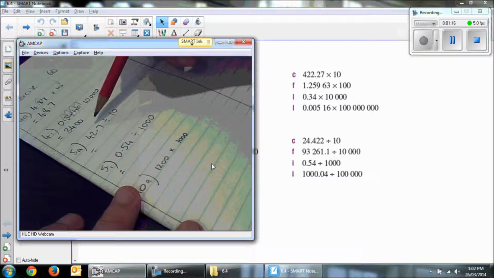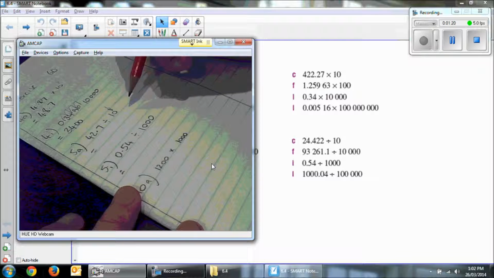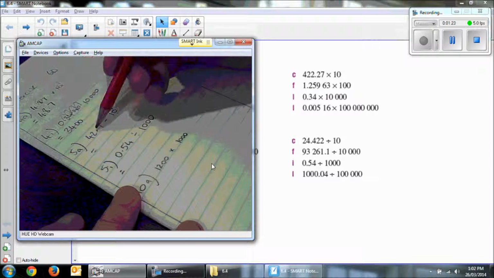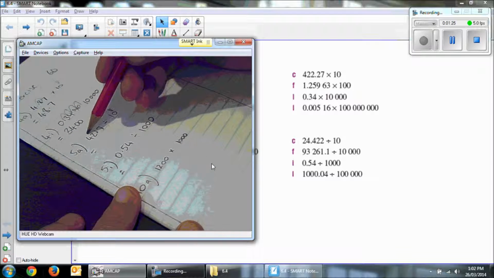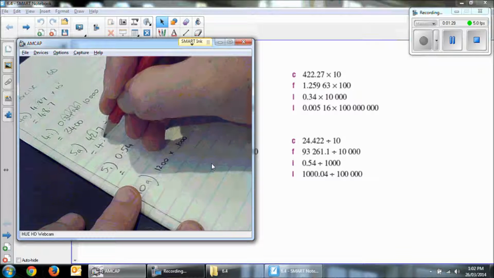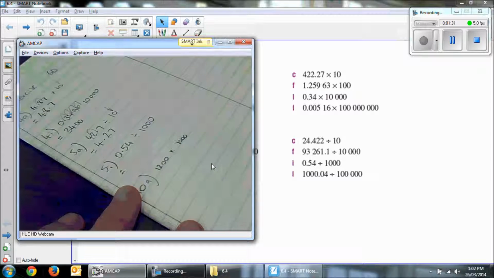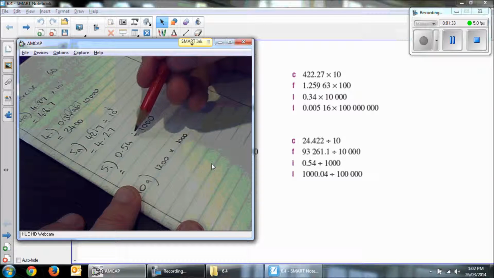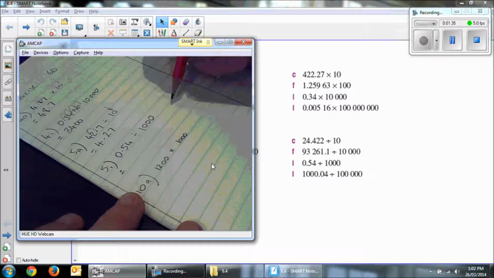Question 5a, we're asked to divide. So division, the decimal place moves to the left. Okay, in this case, there's 1 zero in our 10. So we take our decimal place, we move it once to the left. So that means our answer now is 4.27.